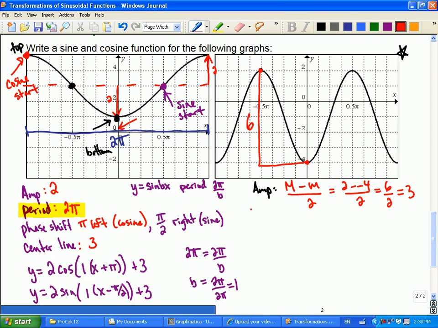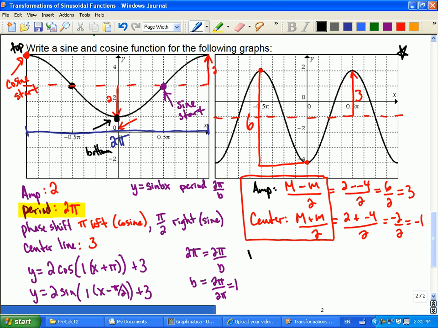Okay, the center is a little more obvious because how do you find the middle of something? If you have 2 things and you want the middle, here's how you get it. You add them together and divide by 2. That sticks you right in the middle of them. So I know that my maximum is 2 and that my minimum is negative 4. So when I add them together, I get negative 2. Divided by 2 is negative 1. So here's my center line. Here's the amplitude we already calculated. Okay, so those are really handy for you to find the amplitude and the center line.